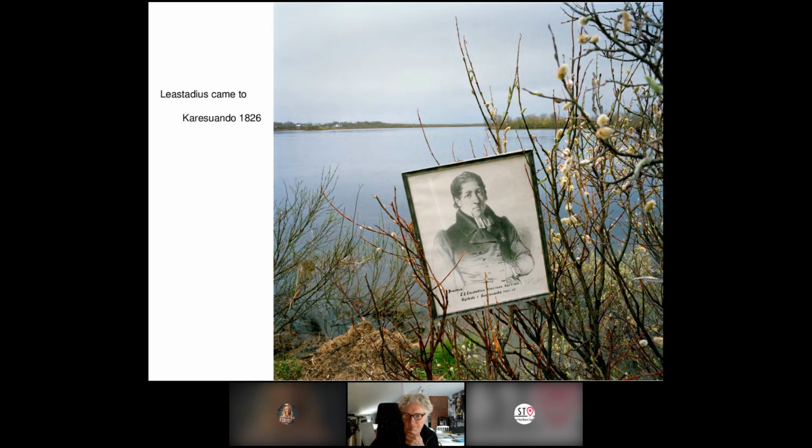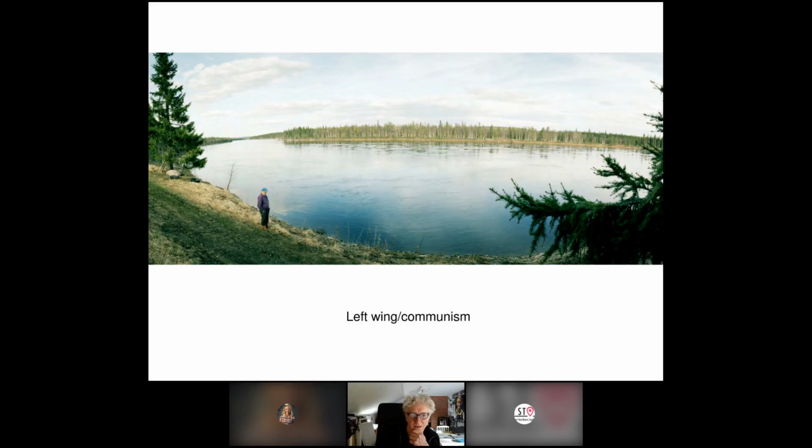And then the communist party was forbidden in Finland during the Second World War. A kind of underground propaganda was made from Pajala over the river to Finland. Both sides here in the north were at that time, in wartime, quite left wing, communistic areas, also very much in Sweden.